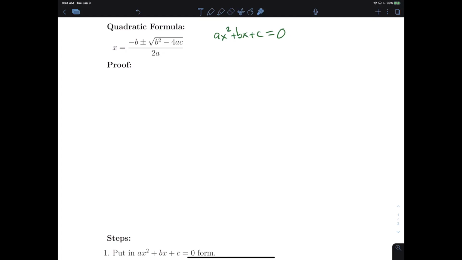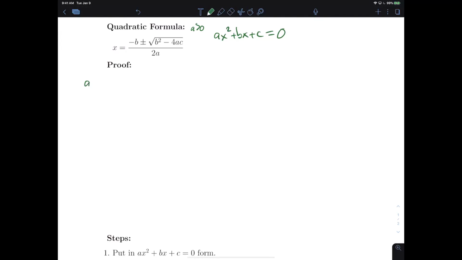Now, here's the thing. There is one caveat, or I guess a couple of caveats. First, a must not be equal to 0. And specifically, it should be greater than 0 as well. So think of a needing to be positive.